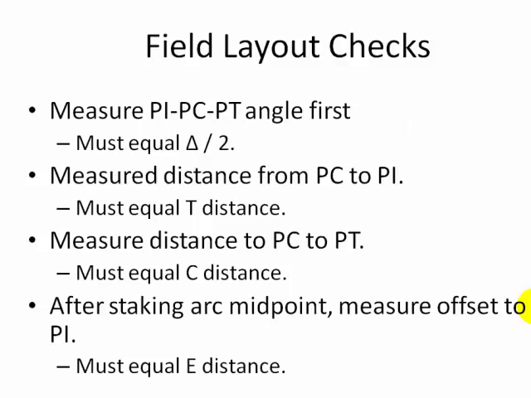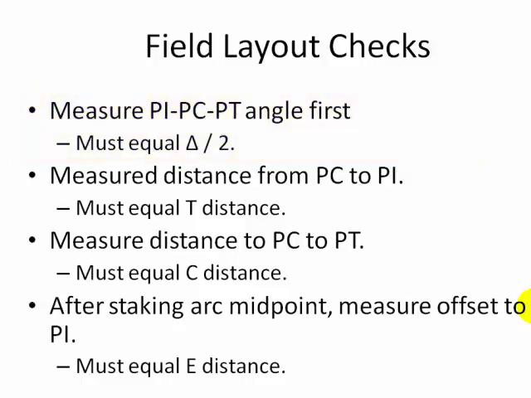In the field, there are some things we need to do to check the work, and first of all, if your PT and your PC and your PI have already been staked, maybe you have already staked them or they were staked by someone else, first you should occupy the PC or the PT and measure that angle that would give you delta over 2. You need to check that to make sure, first of all, that you have your instrument in the right place and that indeed this is the curve you intend to stake and that the computed data matches the information on the ground.